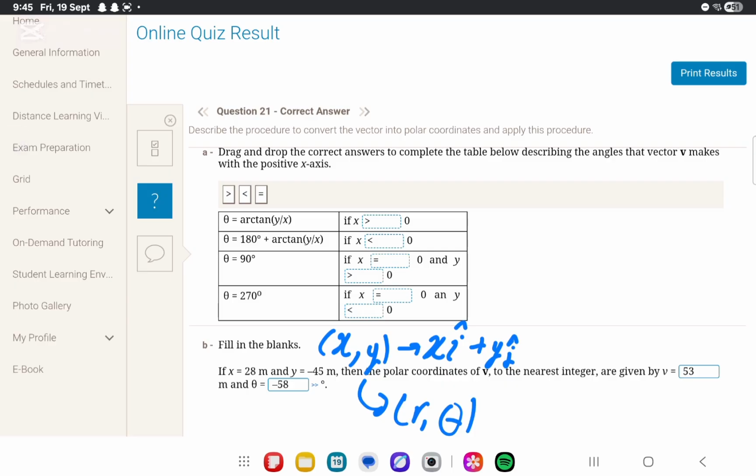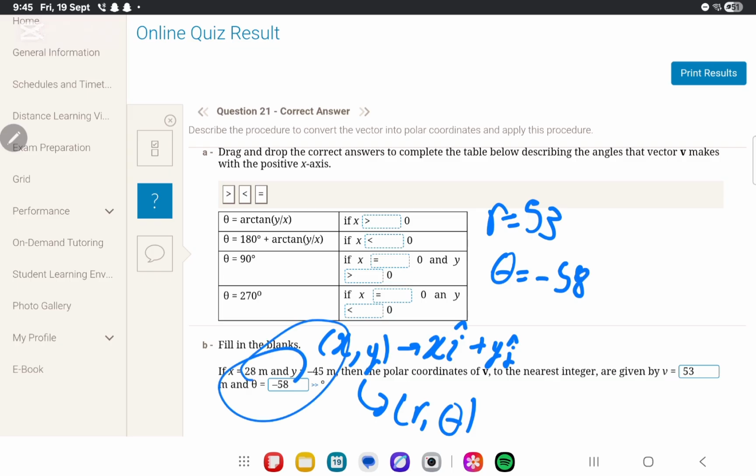It should show you pol on the screen. Now, write the x value first, so 28 in our case. Shift right bracket, so you should see a comma. Shift on the right bracket will give you a comma. And now write negative 45. Close your bracket, you will get r is equal to 53. Theta is equal to negative 58. Okay, and that's their answer.